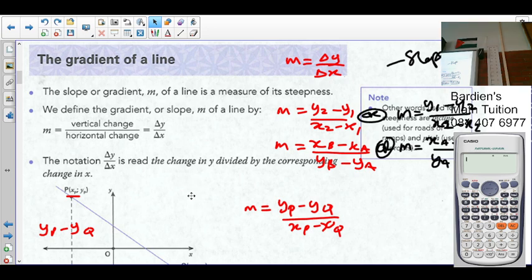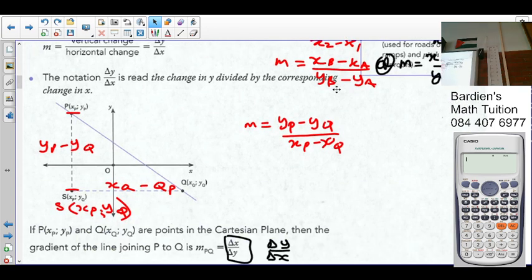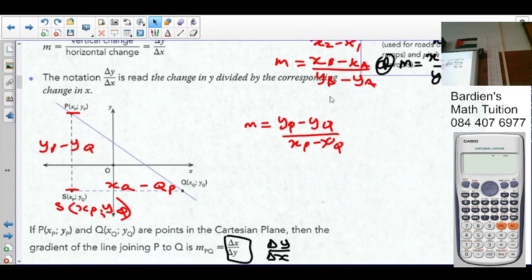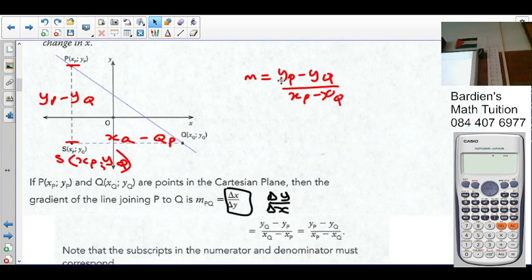Alright, so something to note here, gradients of lines. The gradient is delta y over delta x, and it refers to the slope. If you go yp minus yq, the gradient is yp minus yq over xp minus xq. But if you go yq minus yp, it must be over xq minus xp.